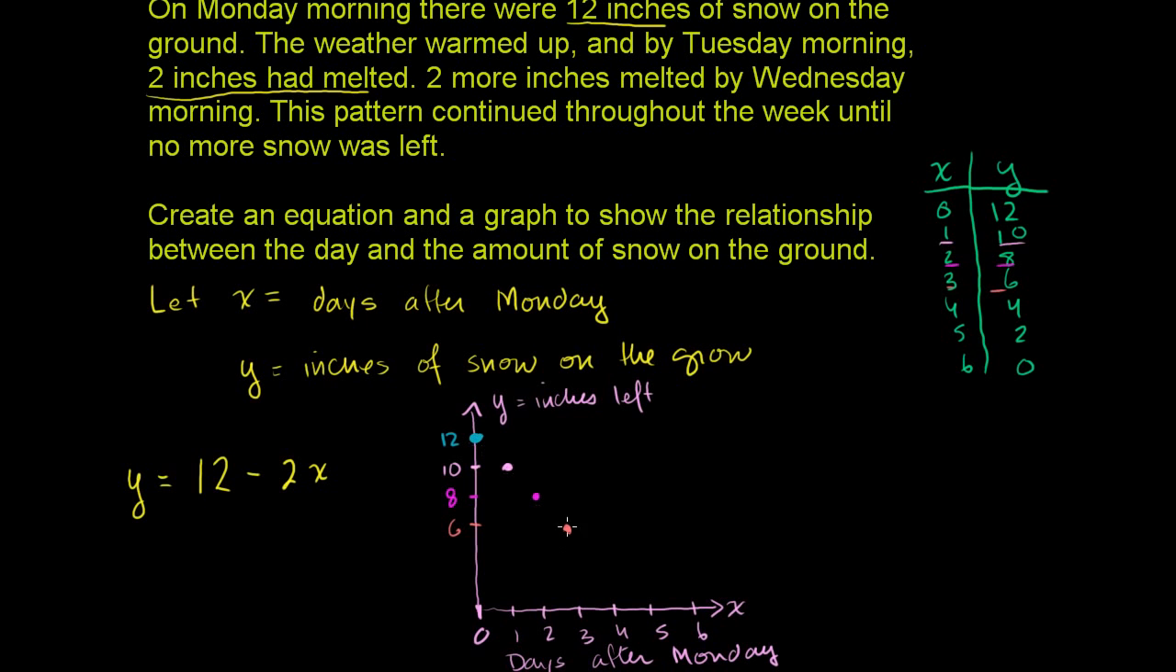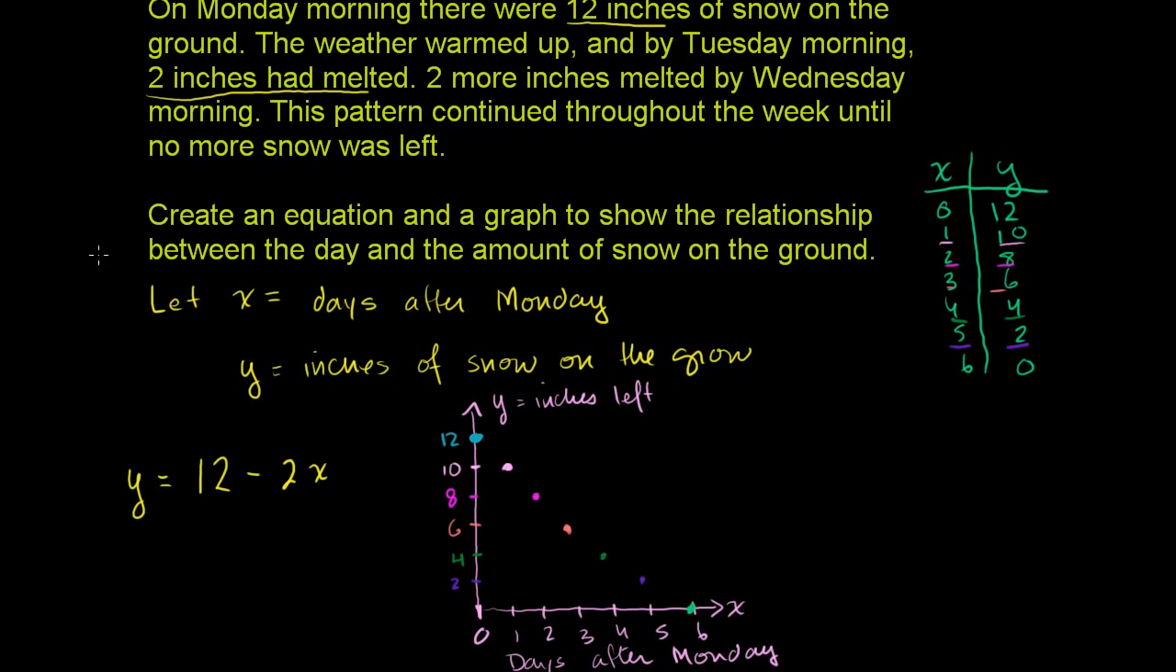And you can see that a line is forming here. And then if we go to 4 days after Monday, we have 4 inches on the ground. And then 5 days after Monday, we have 2 inches on the ground. And then finally, on the 6th day, 6 days after Monday, so what are we at? Sunday now, we are going to have no inches on the ground. So that's that right there.